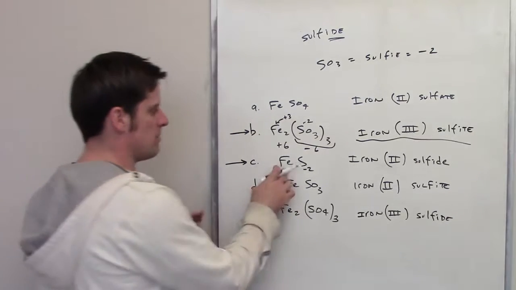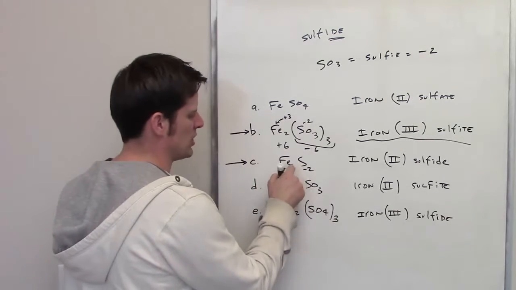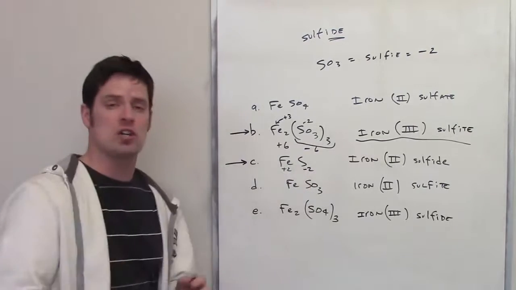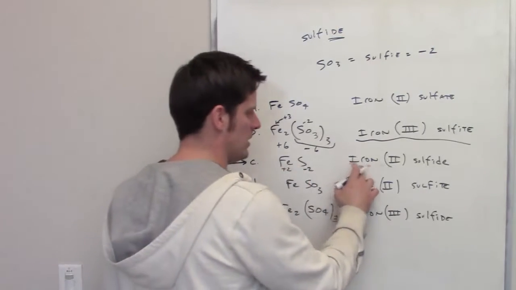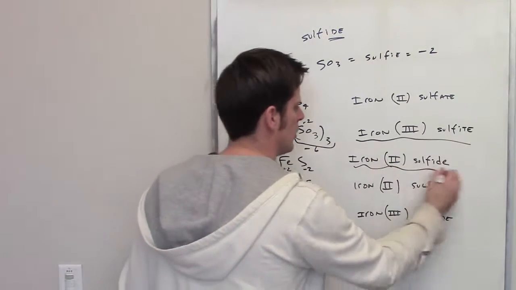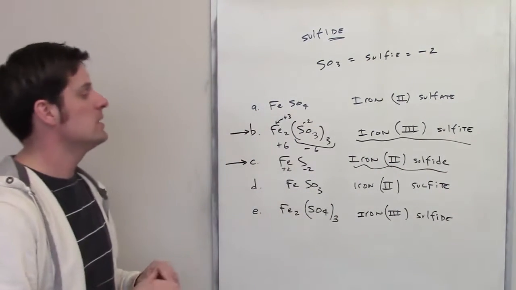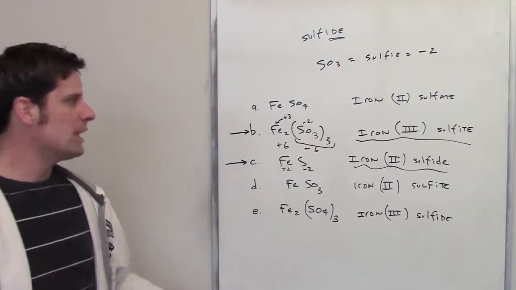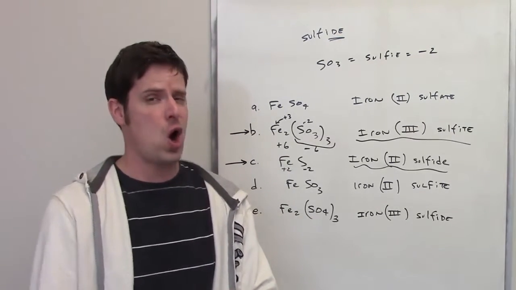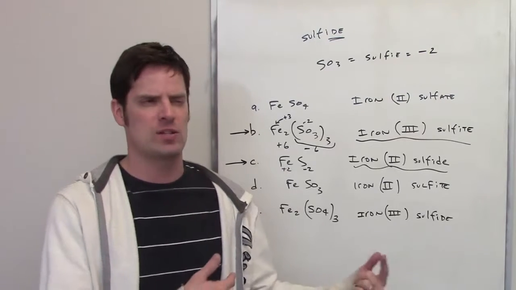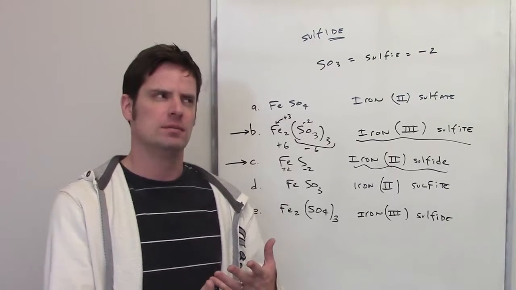So iron here must therefore have a plus 2 charge in order to counteract the negative 2 charge on this sulfide. So the correct name for this compound would be iron(II) sulfide, and indeed that is also the correct name for this formula. I'll let you do the remaining ones on your own and see if you can determine which of these is wrong, because the question is asking me which of these is wrong. Anyway.